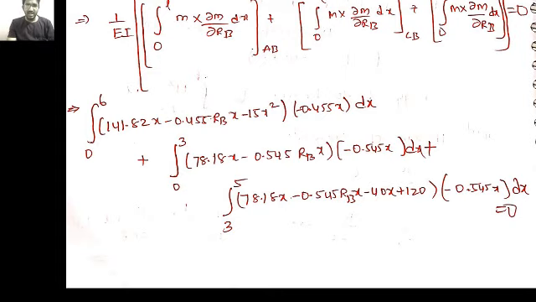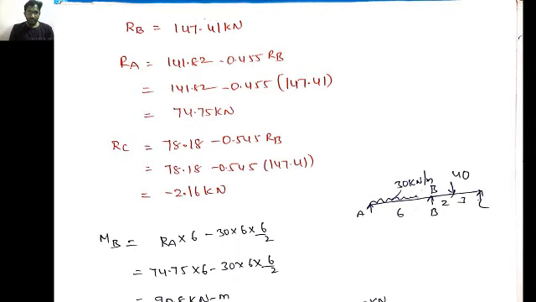Then we will see the next slide. After integrating the expression, RB is equal to, finally I got 147.41 kilonewtons. We already know the RA equation in terms of RB. So substituting RB as 147.41, finally I got RA equal to 74.75 kilonewtons, and RC equal to, substituting RB 147.41, minus 2.61 kilonewtons. So finally we got the reactions RA, RB and RC.